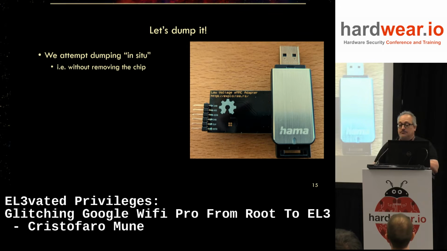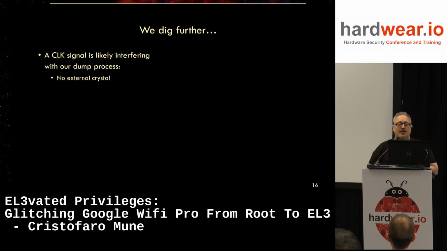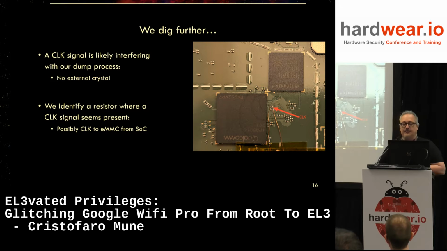It was also cooler. We used a low voltage eMMC adapter connected directly to an SD card reader, supporting 1-bit mode. That's the mode you see in the picture. Unfortunately, this didn't work. We investigated further and identified the likely cause: the clock signal was interfering with our process. There is no external crystal, so very likely the SoC was providing this clock signal. After a little more digging, we found the resistor and the pad for this clock signal, removed the resistor, and then it basically works.